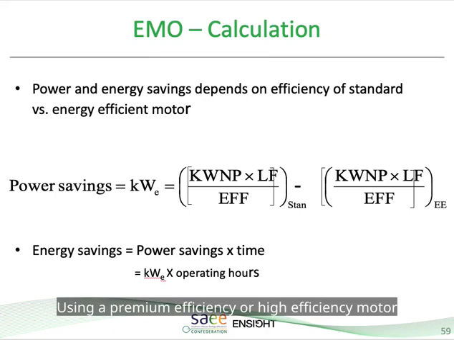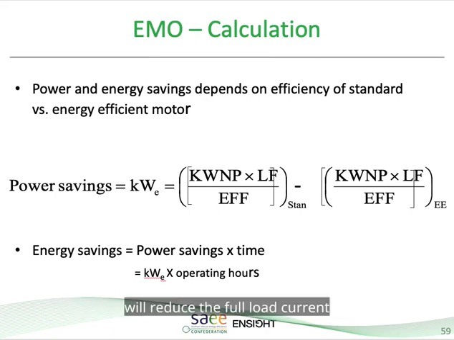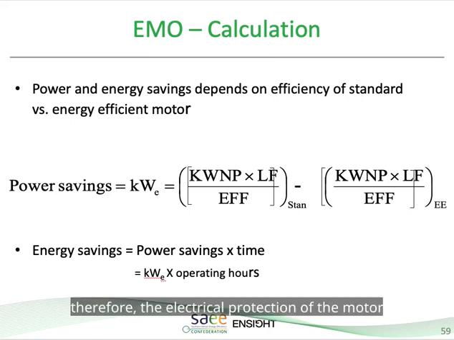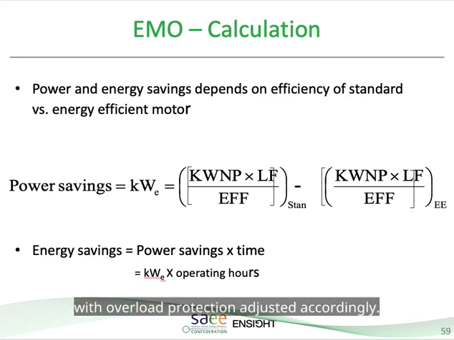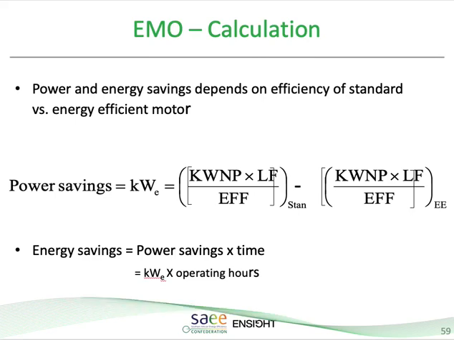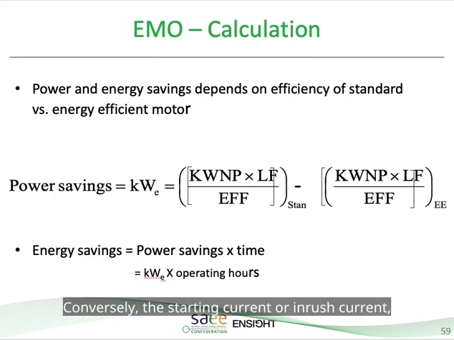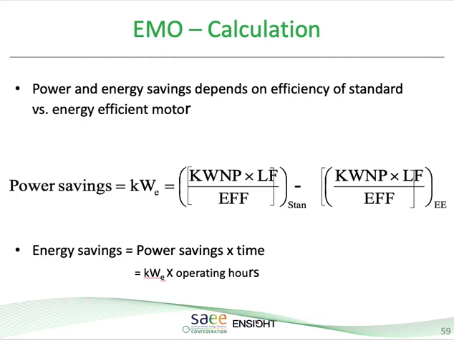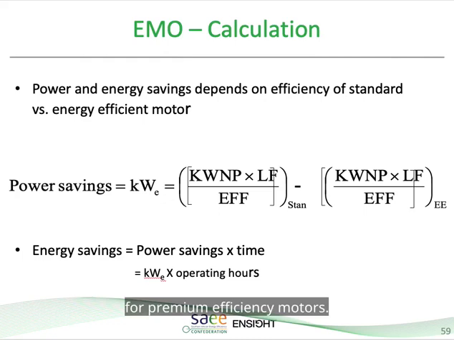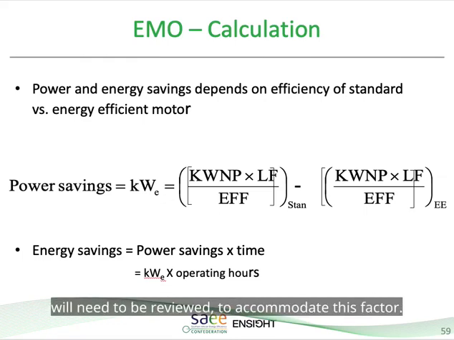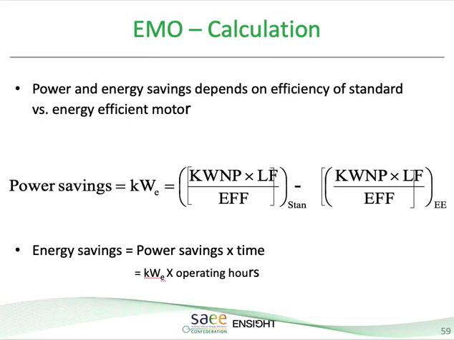Using a premium efficiency or high efficiency motor will reduce the full load current drawn from the power supply. Therefore, the electrical protection of the motor must be reviewed as well, with overload protection adjusted accordingly. Conversely, the starting current or inrush current, which is normally 4 to 5 times the full load for a standard efficiency motor, will usually increase to 6 to 8 times full load for premium efficiency motors. Again, the motor overload protection system will need to be reviewed to accommodate this factor.